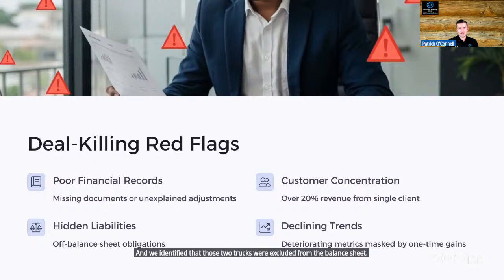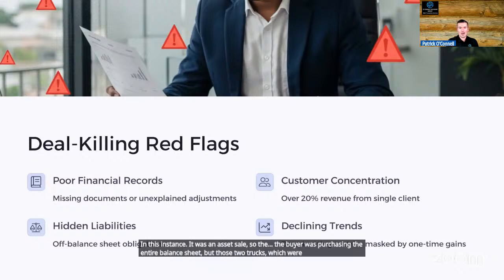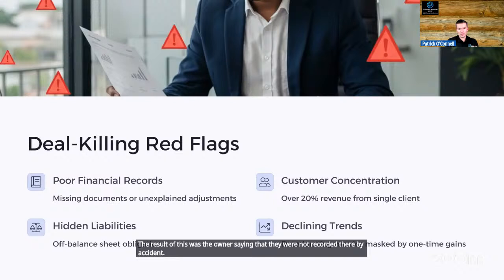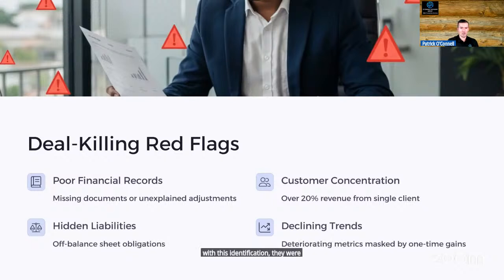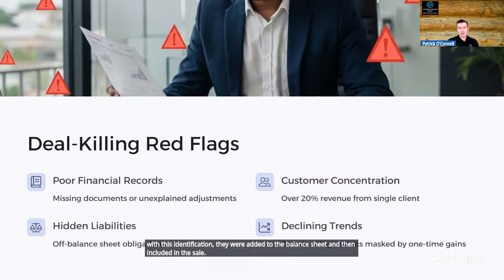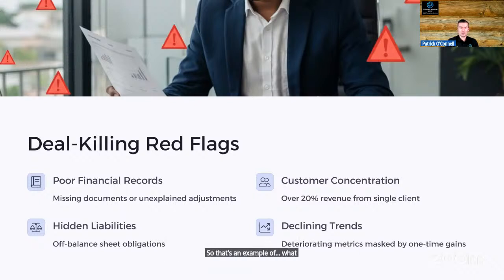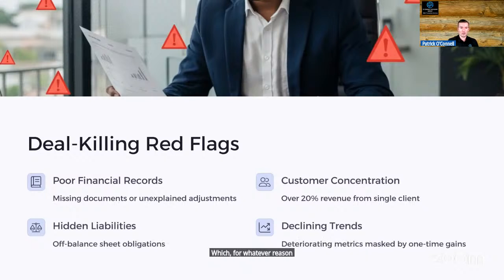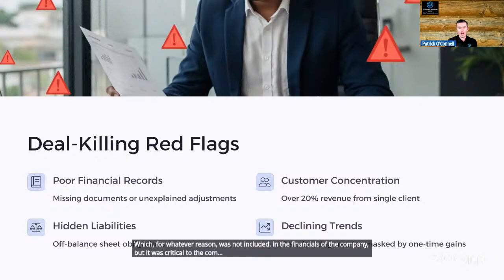In this instance, it was an asset sale, so the buyer was purchasing the entire balance sheet, but those two trucks, which were supporting the day-to-day operations, were actually not included. The result of this was the owner saying that they were not recorded there by accident. With this identification, they were added to the balance sheet and then included in the sale. So that's an example of what an off-balance sheet obligation looks like. And in this case, it was an off-balance sheet asset, which for whatever reason was not included in the financials of the company, but it was critical to the day-to-day operations of the business.